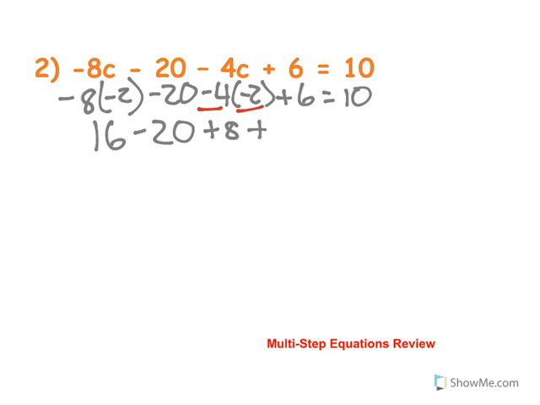And now we've got my +6 equals 10. Also, going back to our order of operations lesson, I told you guys it was okay to do the addition and subtraction all in one step from left to right. So 16 minus 20 is -4. -4 plus 8 is +4. And +4 plus 6 is equal to +10. So we should get 10 is equal to 10.